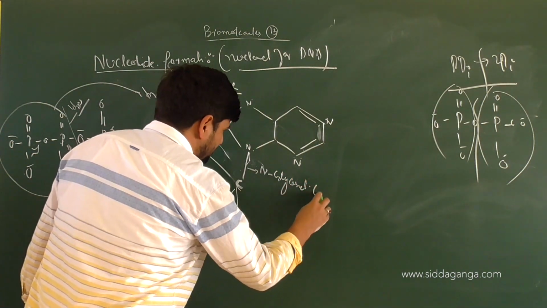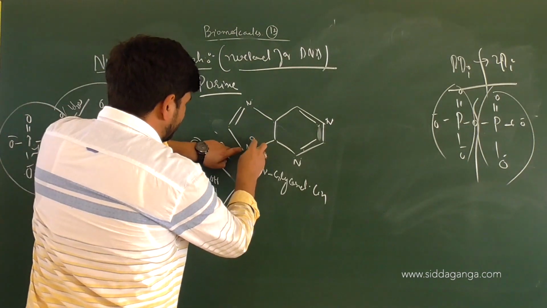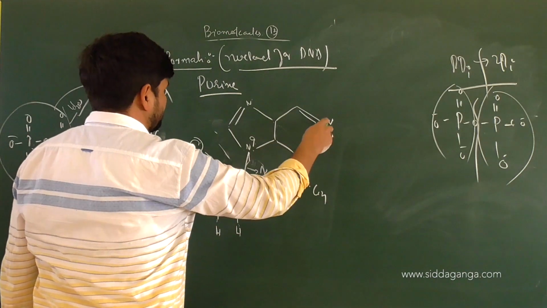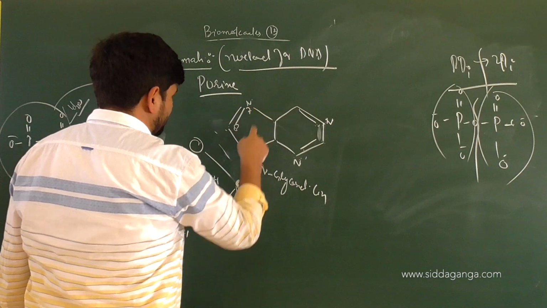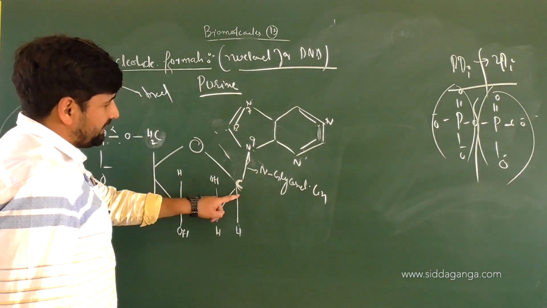N-glycosidic linkage. We already know this nitrogen is number 9 nitrogen from the ring itself. So 1, 2, 3, 4, and numbering can be done differently. 1, 2, 3, 4, 5, 6, 7, 8, 9. So this is 8, this is 7, 9. This is directly linked to carbon. So from purine, this is the 9th position linked.